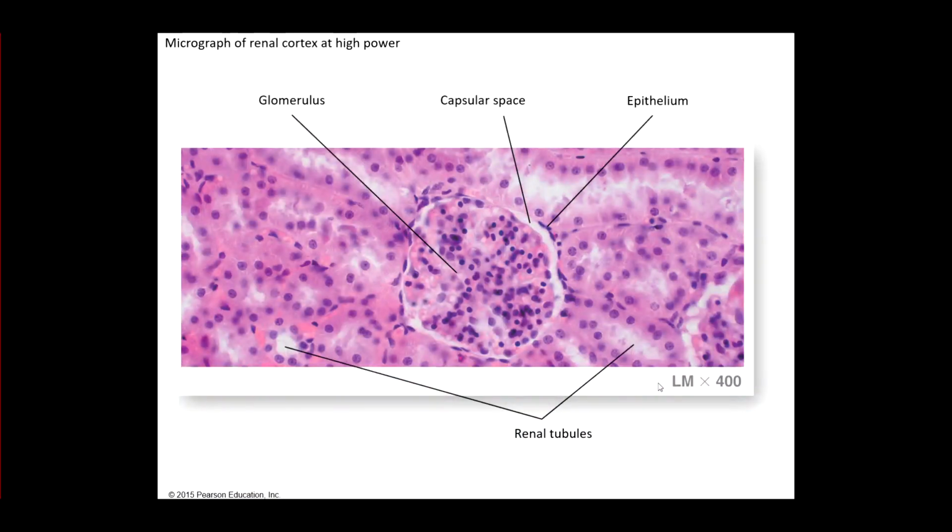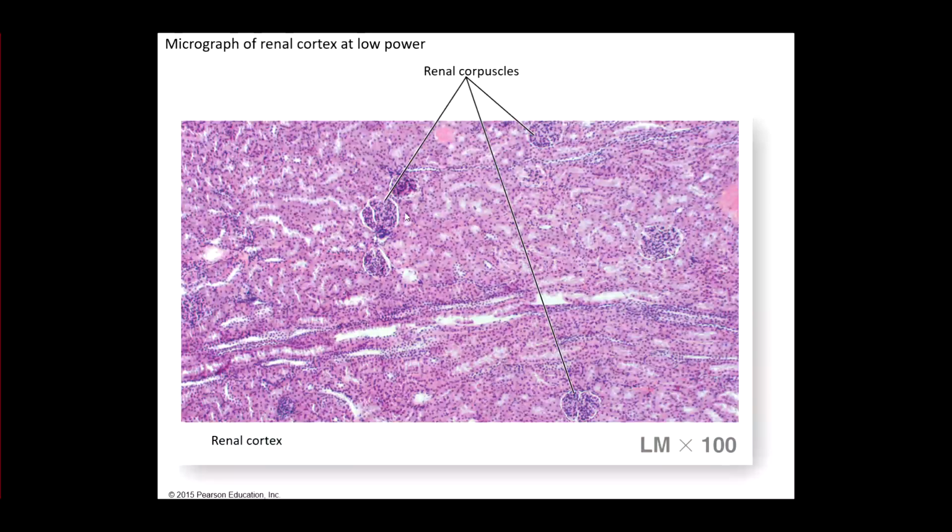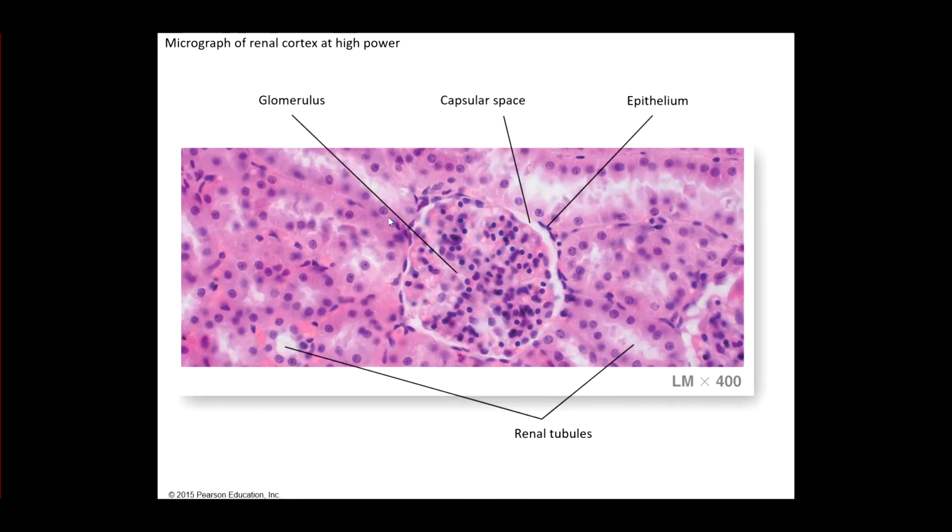All right, and then if we go a little bit higher, now we say we focus in on one of these here at high power, we can then see. So this would be the glomerulus. This is all the blood vessels inside the renal corpuscle. Then this is the capsular space right here. And then this would be the simple squamous epithelium. That would be the capsular epithelium all on the outside. And then here you're seeing some renal tubules, some parts of the nephron on cross section. We're catching a little bit of that. You can see that nicely there.